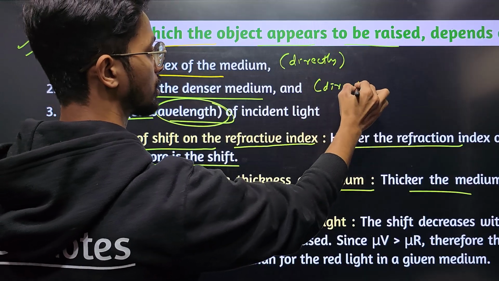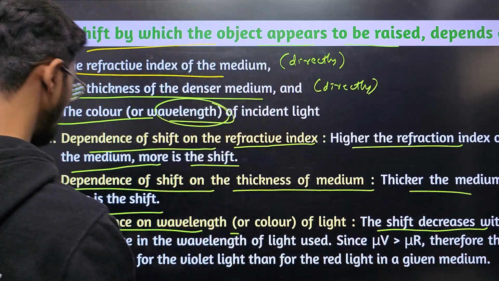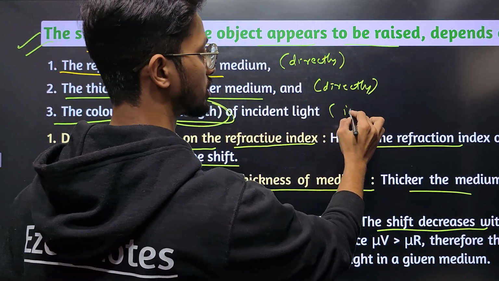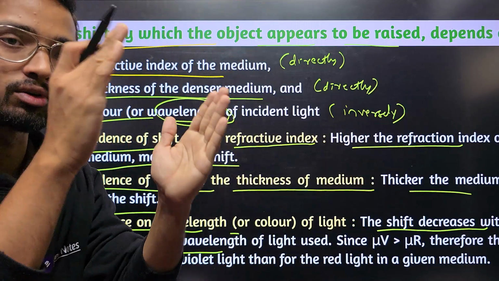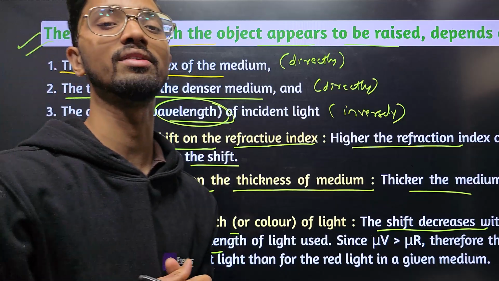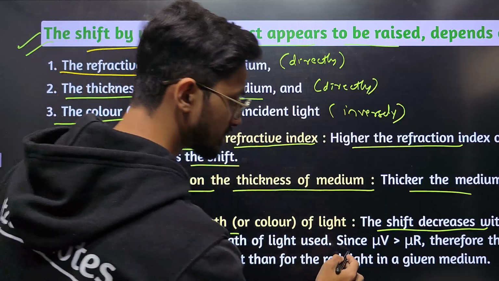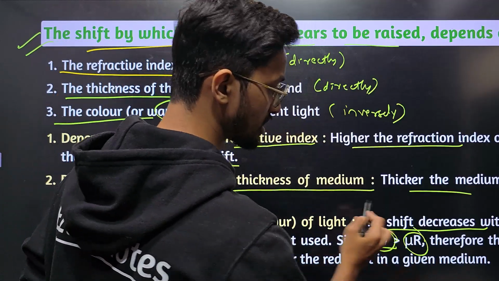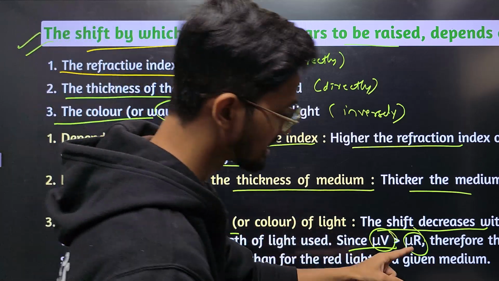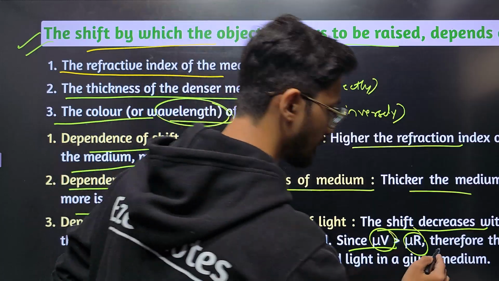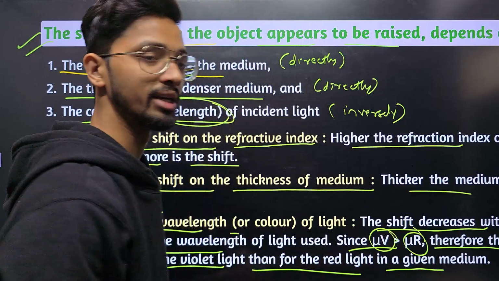Directly proportional. Next, dependency on wavelength. The shift decreases with increase in wavelength. It is inversely proportional here. As the wavelength keeps on increasing, the shift goes on decreasing because refractive index goes on decreasing as the wavelength increases, right? Okay. Since mu v is more than mu r, the refractive index of violet is more than the refractive index of red. Therefore, the shift is more for violet light than for red light in the given medium.